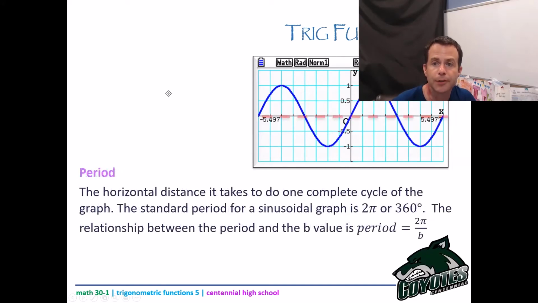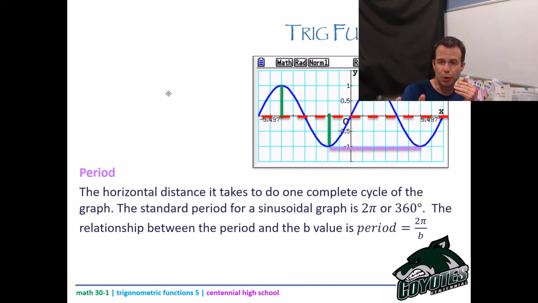All right, the period is the horizontal distance it takes to do one complete cycle of the graph. The standard period for a sinusoidal graph is 2 pi, if we're talking radians, or 360 degrees if we're talking degrees. And the relationship between the period and the B value is period equals 2 pi over B, okay? And that is not given to you on a formula sheet. That is something you do need to know, okay?